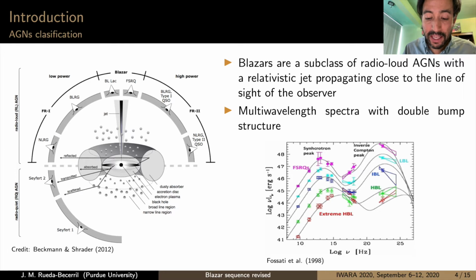blazars. Blazars are a subclass of radio loud AGNs with a relativistic jet propagating close to the line of sight of the observer. They show a multi-wavelength double bump structure in their spectral energy distribution. The first bump is accounted for by synchrotron emission, and in a leptonic model, the second bump is accounted for by the inverse Compton process.